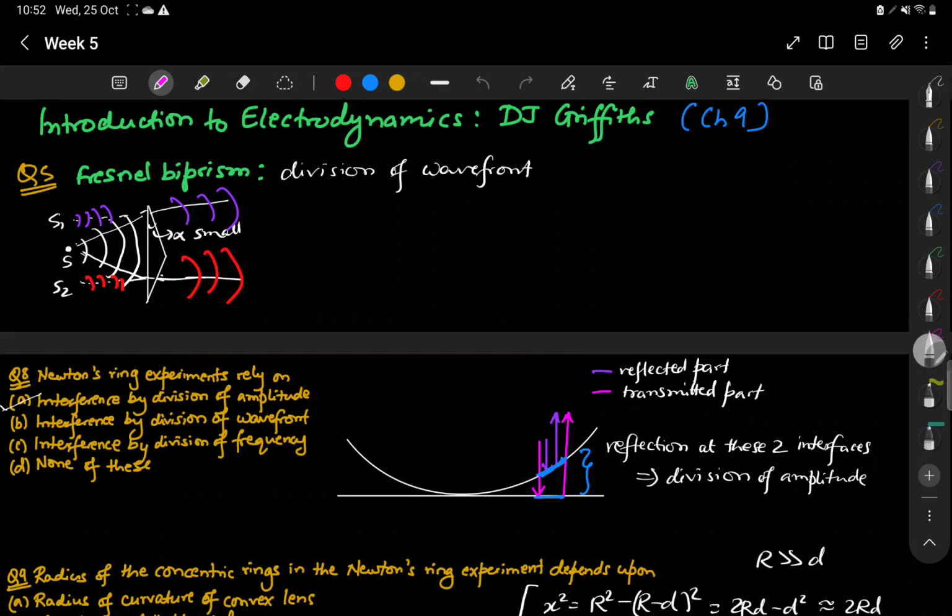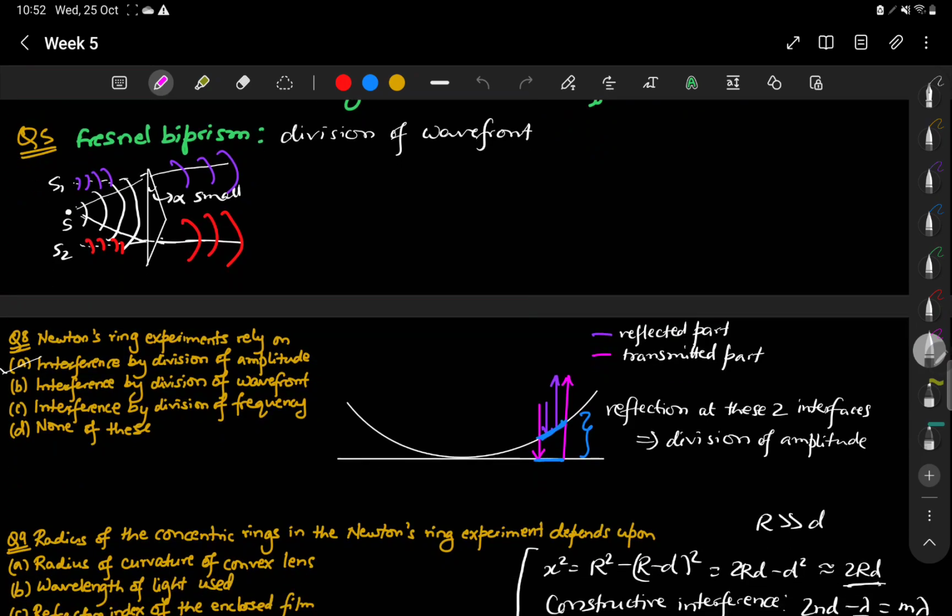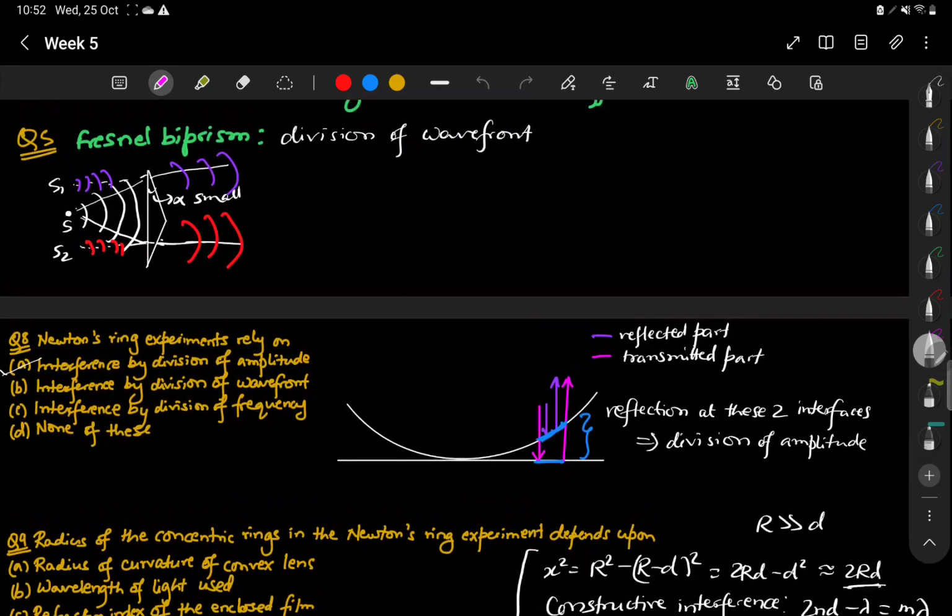Newton's ring experiment, as we have already discussed, relies on interference by division of amplitude. And why? Because we see reflection at two different interfaces, which leads to division of amplitude, because reflection and transmission cause a change in amplitude.